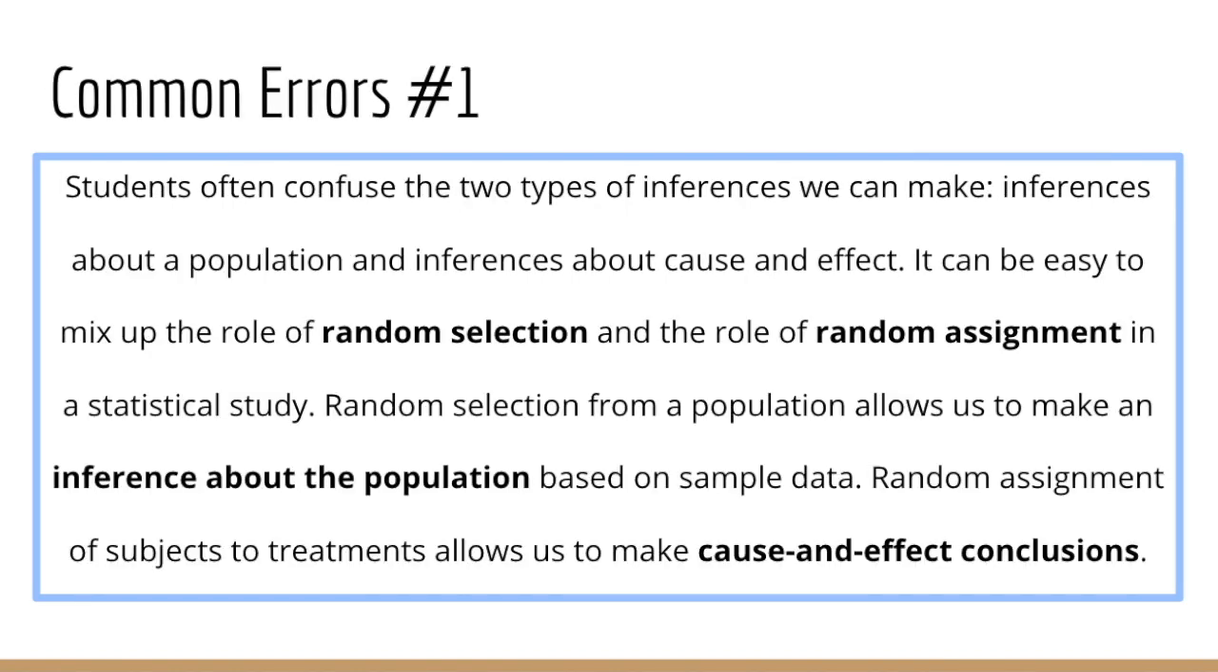Now let's go over some common errors that people tend to make on this topic. The first is that students often confuse the 2 types of inferences that we can make. We can make inferences about a population and inferences about cause and effect. It can be easy to mix up the role of random selection and the role of random assignment in a statistical study. Random selection from a population allows us to make an inference about the population based on sample data. Random assignment of subjects to treatments allows us to make cause and effect conclusions. A great way to remember this is if you take a random sample, you can make an inference about the population. And if you use random assignment for an experiment, you can make an inference about cause and effect.